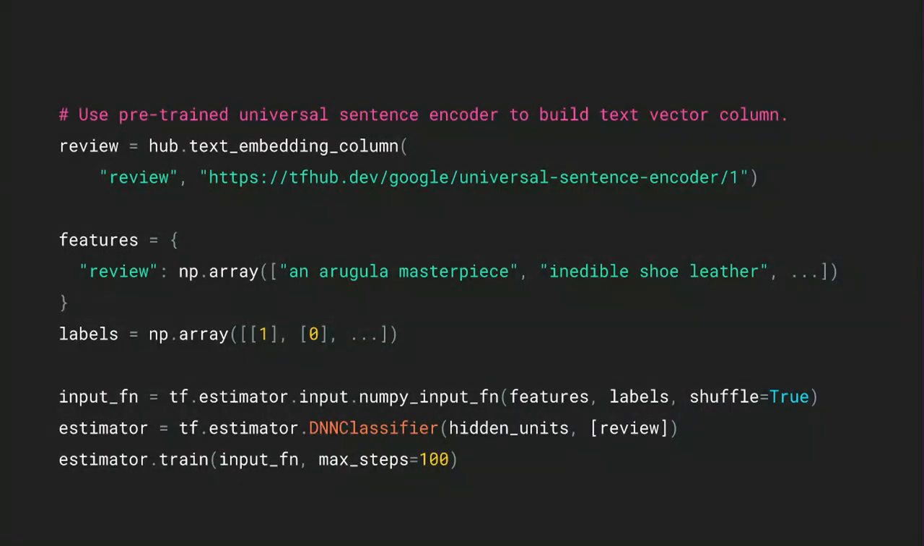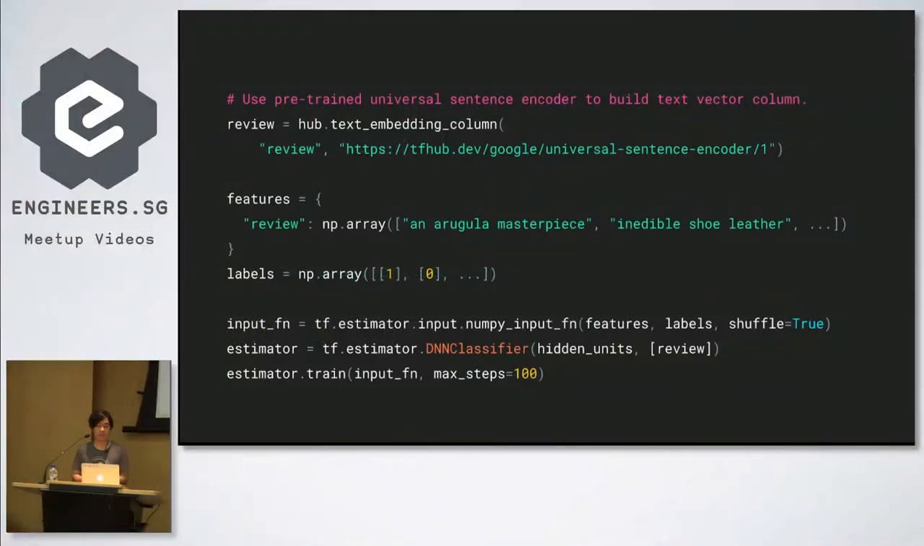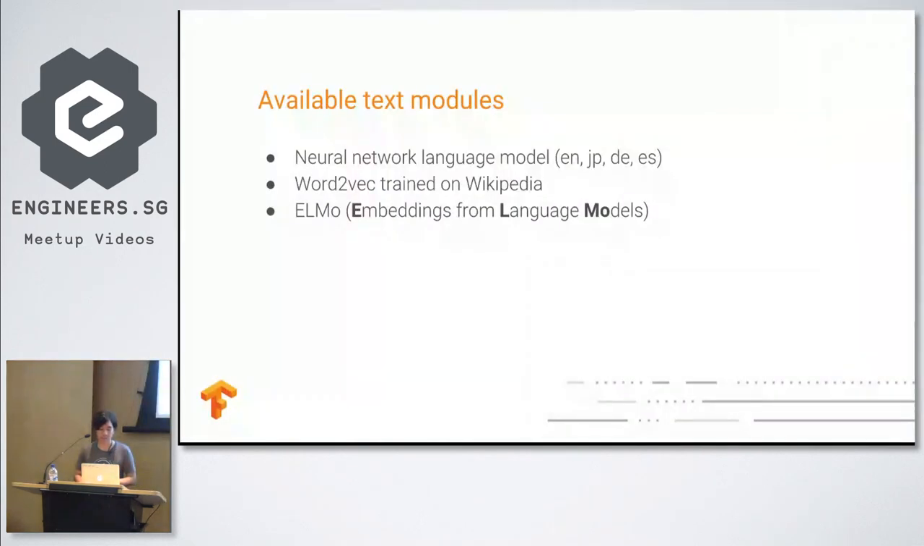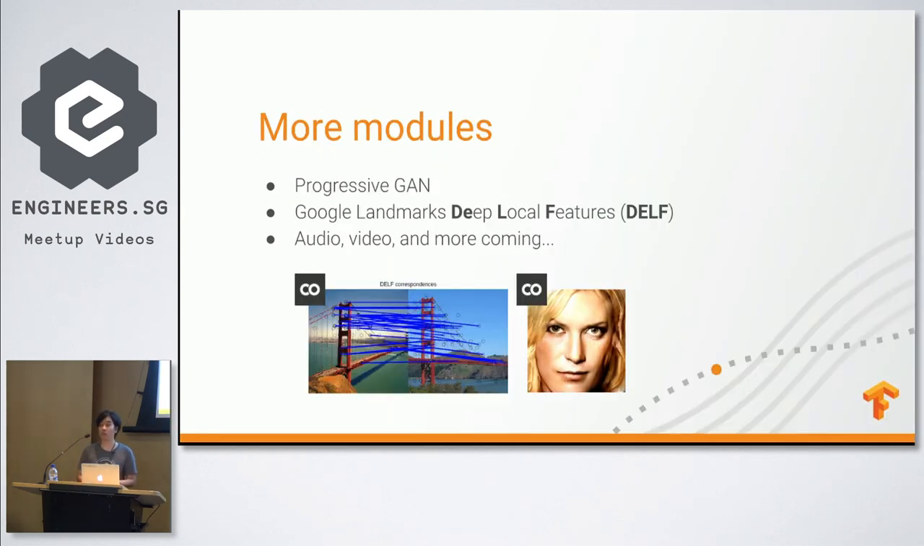If you want to use it with TensorFlow Hub, it's pretty easy as well. You just have to use this hub.text_embedding_column. This is the feature column that I talked about before in the estimator. Once you have this, you can use it inside your estimator, just like I showed you before. And of course, you can retrain it if you want. Other text modules include the neural network language model, Word2Vec, and something called ELMo. And they are working on other stuff as well, adding more inside TensorFlow Hub.